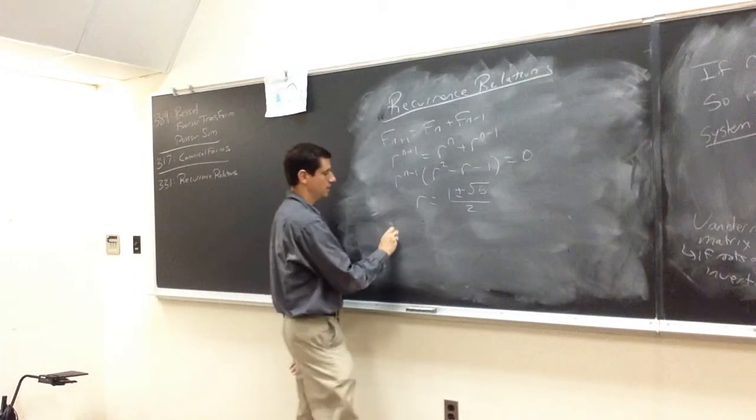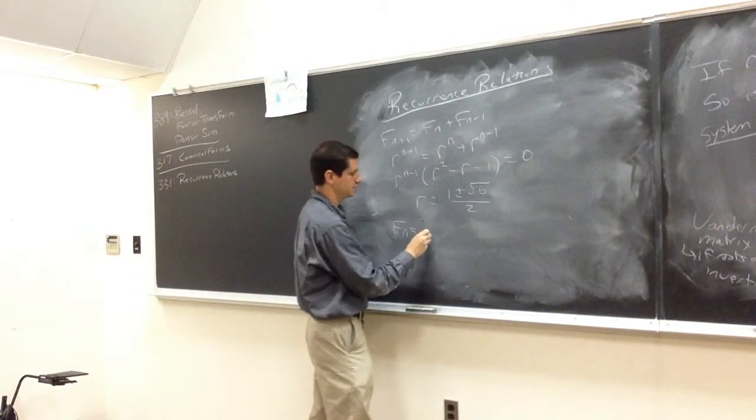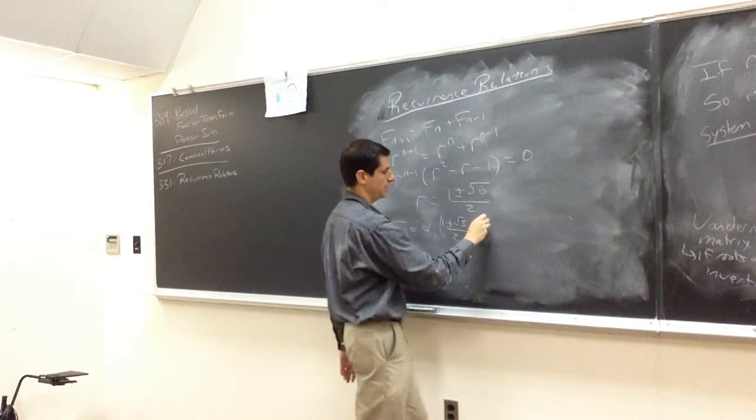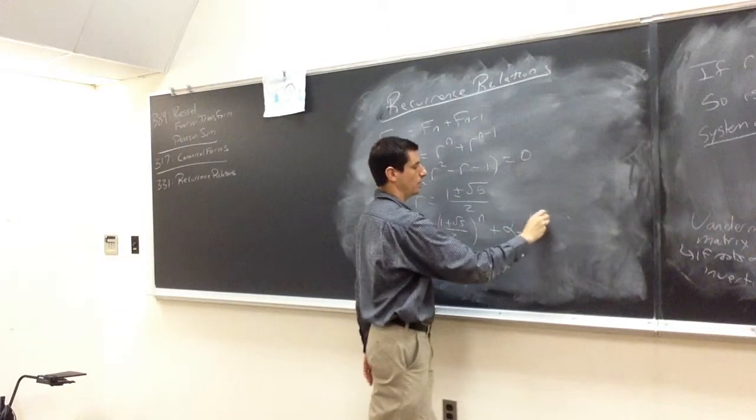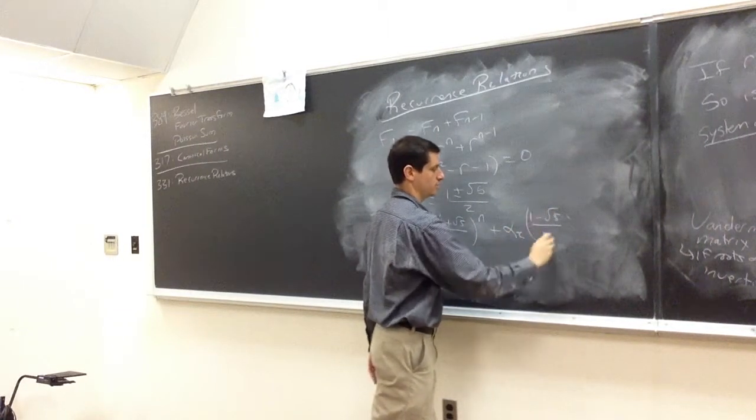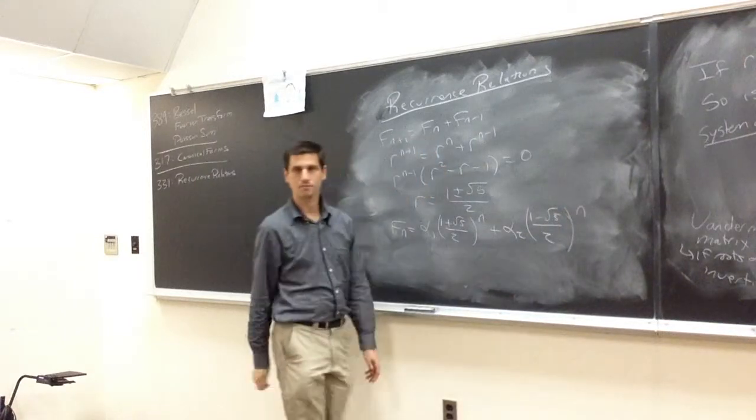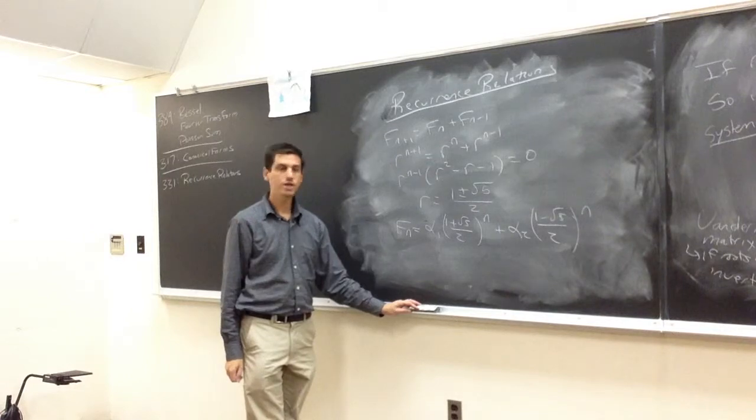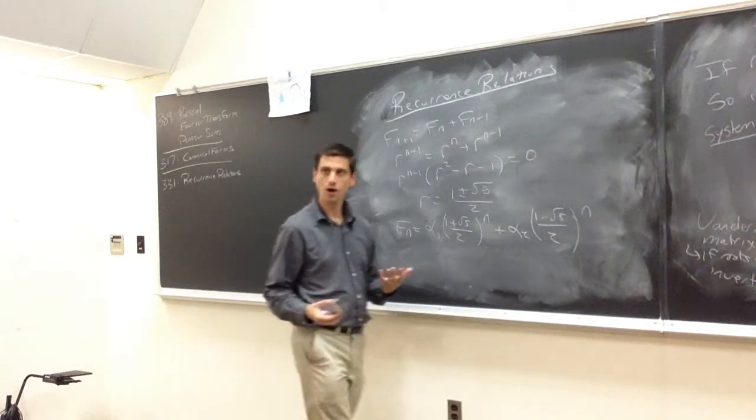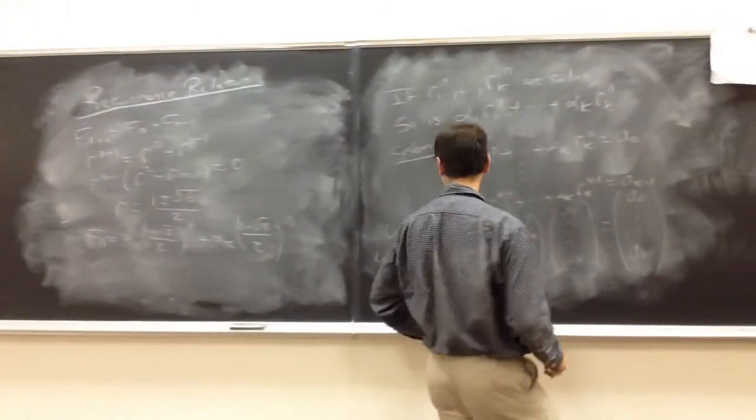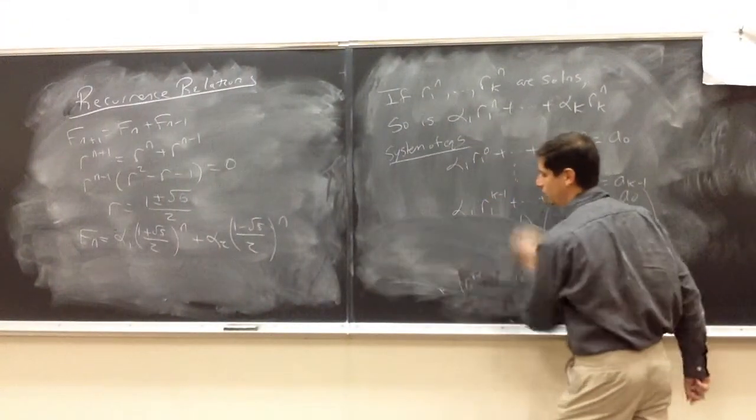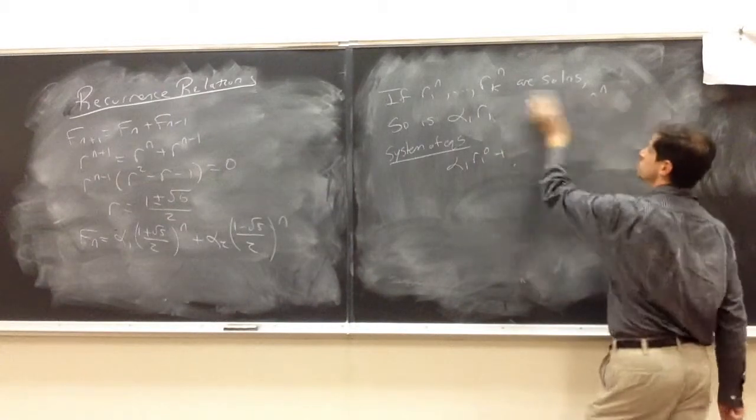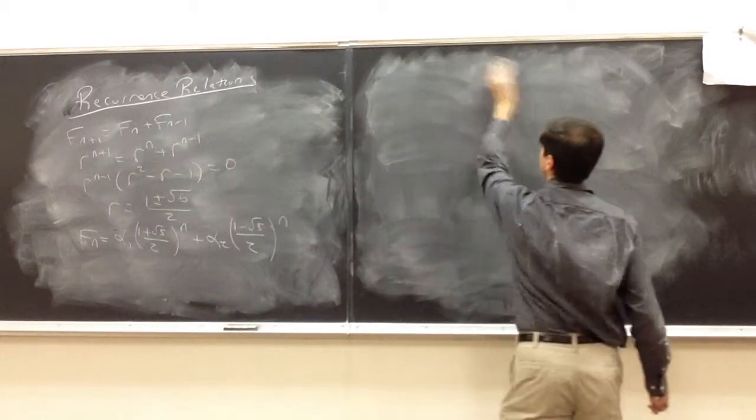And so we get f(n) is alpha 1 times (1 plus root 5 over 2) to the n, plus alpha 2 times (1 minus root 5 over 2) to the n. And now we just have to figure out what alpha 1 and alpha 2 are. We can use any Fibonacci numbers we want. Why not make life easy and use the smallest ones? So what we're going to do now is take n equals 0 and n equals 1, and we'll get two equations in two unknowns.